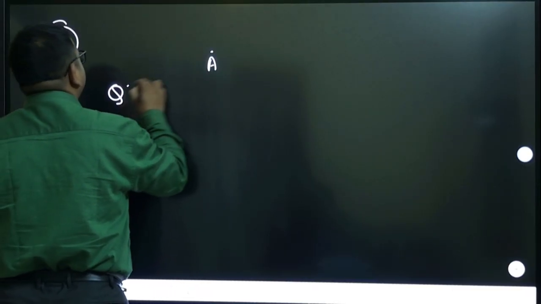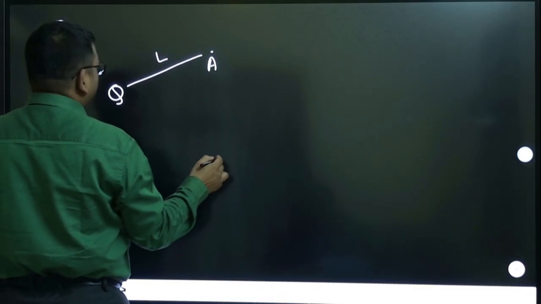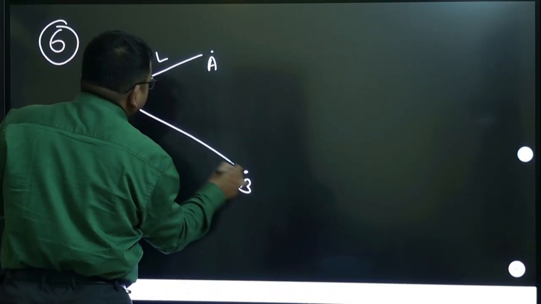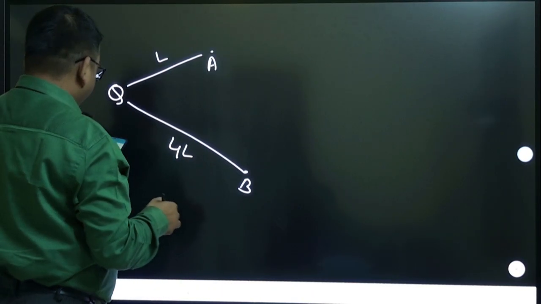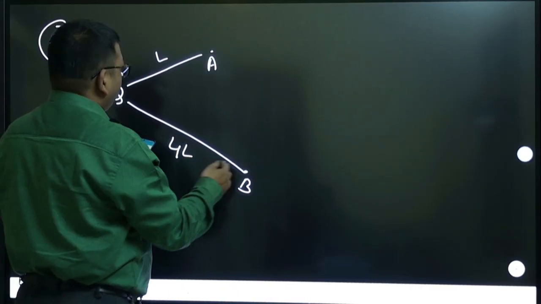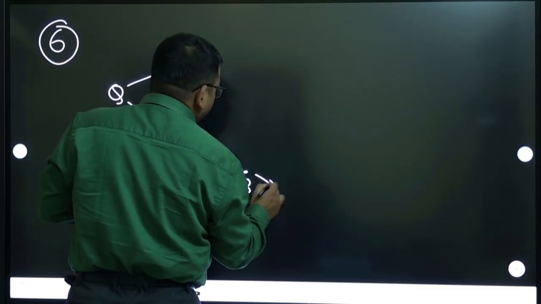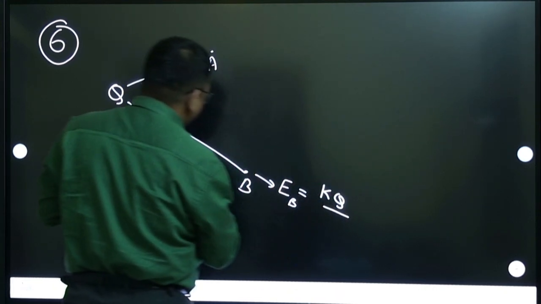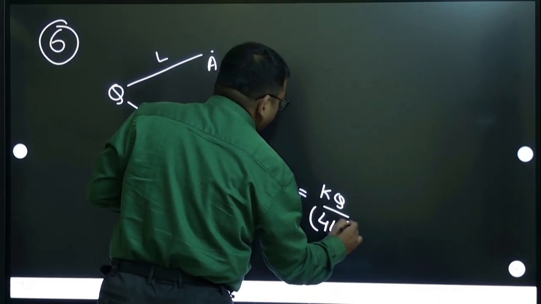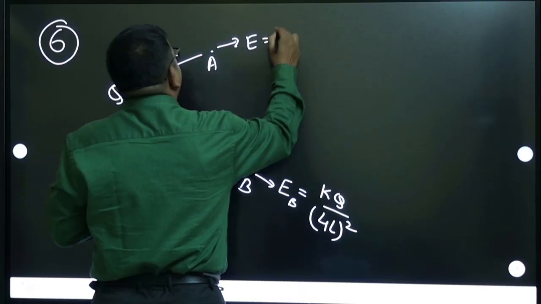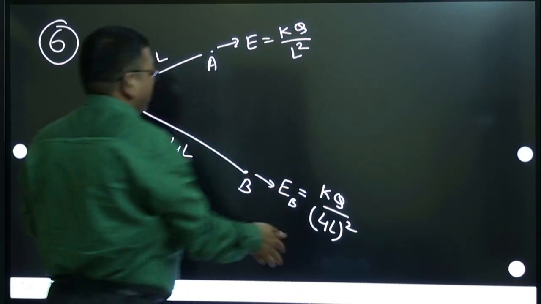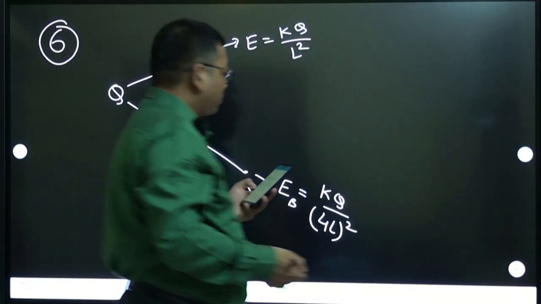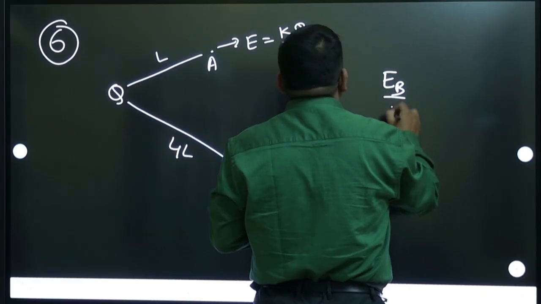They are saying that point A is L distance from the charge. This is the charge and this is L distance. Then another point B is 4L distance from the charge, and they are asking for the ratio of the field here and here. The field at B will be kq by r square, where r square means 4L whole square, and the field at A will be kq by L square. Over that you have to take the ratio, so EB divided by EA.